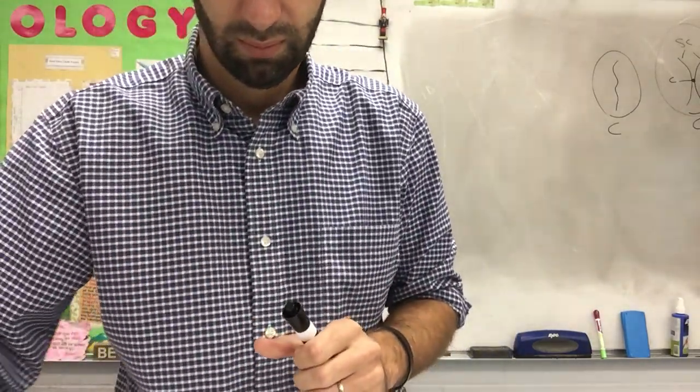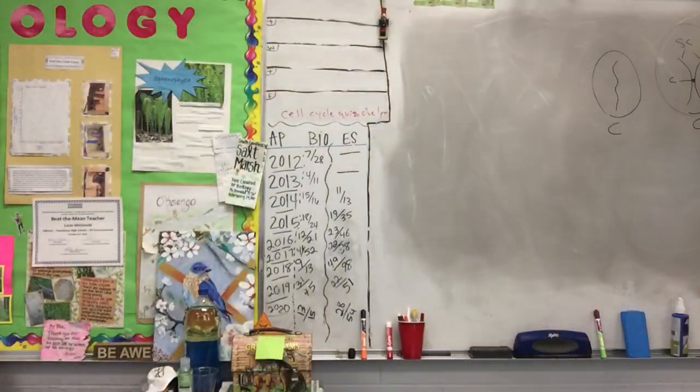Prophase. Who wants to read that one? Go, Ivy. Nuclear envelope is broken down and rearranged to make the spindle apparatus. Quite a few things are happening there in prophase.